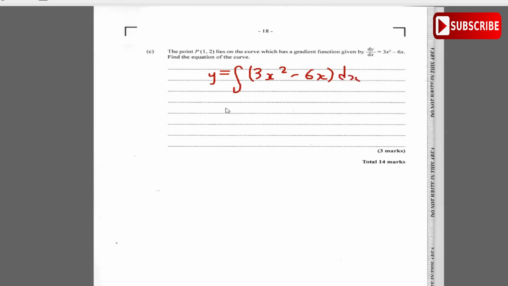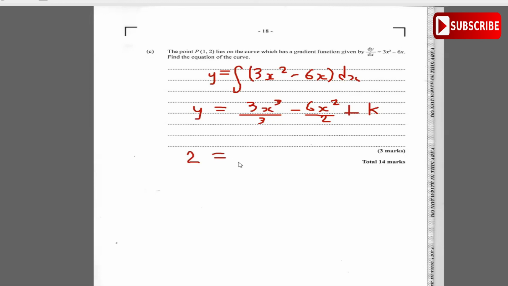Now when we integrate, what we're going to get is add 1 to the power, divide by the power. So we get 3x cubed over 3 minus 6x squared, add 1 to the power, 2 over 2. When you integrate, you always put plus a constant k. So that's the equation of the curve y. Now we need to find this constant k, but we know when y is 2, x is 1.